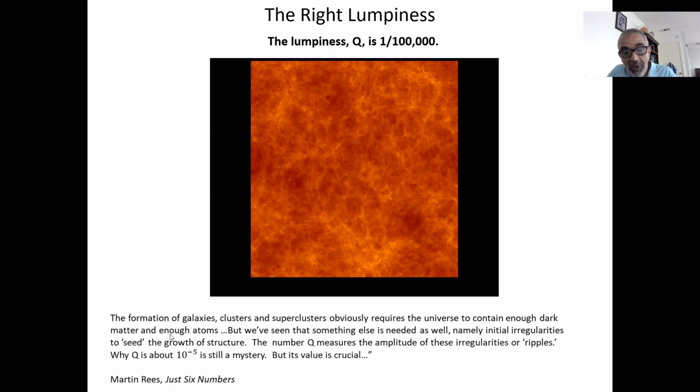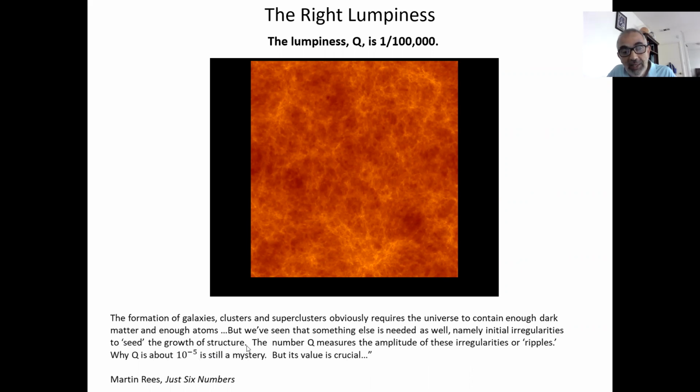And so he says that the formation of galaxies, clusters, and superclusters obviously requires the universe to contain enough dark matter and enough atoms. We'll get to the dark matter in a minute. But we've seen that something else is needed as well, namely initial irregularities to seed the growth of structure. The number Q measures the amplitude of these irregularities or ripples. Why Q is about 10 to the minus fifth is still a mystery, but its value is crucial.